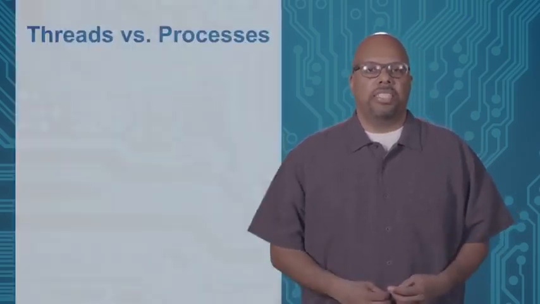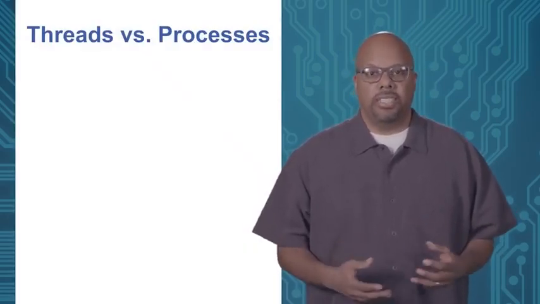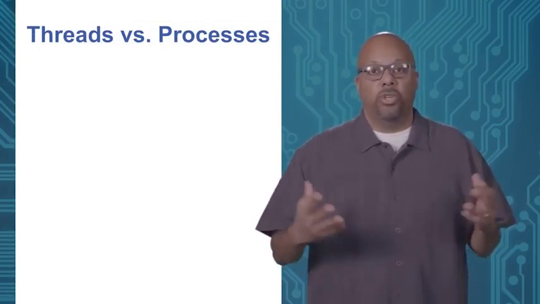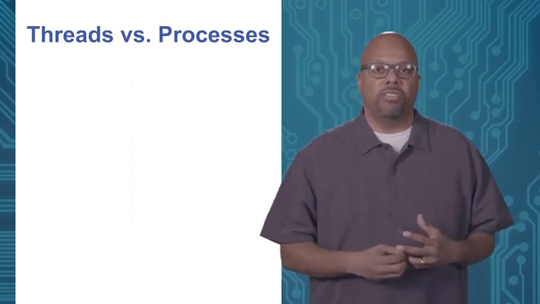So we talked about what a process is. Now I want to define what a thread is. So, threads versus processes. It used to be that there were only processes. This is way back when Unix was first created. They just had processes at first.